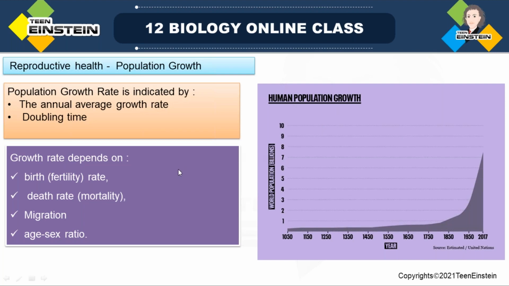So growth rate depends upon birth rate, death rate, migration, and age-sex ratio. These four factors. Note down: birth rate, death rate, migration, and age-sex ratio. Then population growth rate, how is it indicated? Annual average growth rate and doubling time. How much time is a population taking to double? That doubling time, then annual average growth rate. Note down these two.